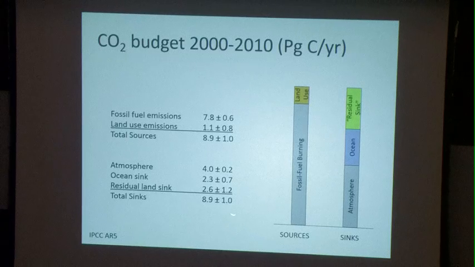Okay. So how do we know this? The budget I just described is established because we know fossil fuel burning, we know the atmospheric increase. The land use effect is pretty uncertain in relative terms, but it's small. And so if you can get the ocean sink nailed down, you can get this budget worked out. So how do we know the ocean sink? Or how do we know the land-ocean partitioning? It comes out to the same thing.